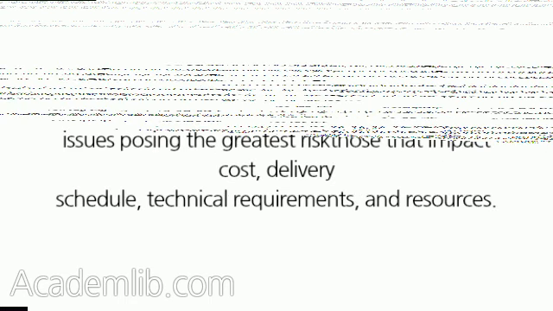Using the potential risk worksheet, the COR should be able to determine those issues most detrimental to successful contract completion. The more yes answers on the worksheet, the greater the negative impact of an issue or issues upon contract performance. The COR should focus his or her attention on issues posing the greatest risk, those that impact cost, delivery, schedule, technical requirements, and resources.